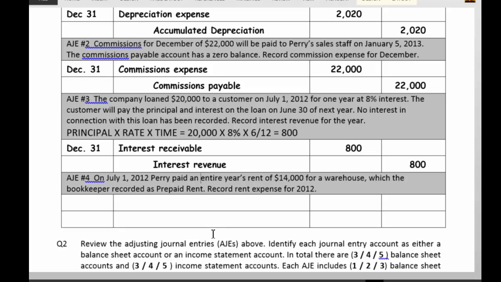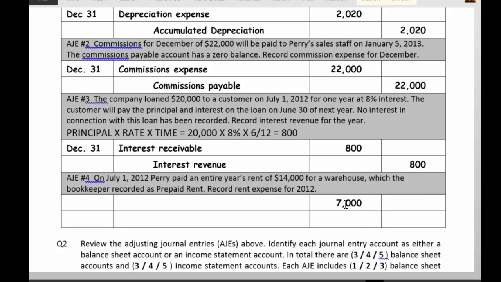Reread the problem. Paid an entire year's rent, $14,000, for a warehouse, which they recorded as prepaid rent on July 1st, 2012. What is the monthly rent? It's $14,000 divided by 12. How many months' rent were used so far? 6 months. So it'd be 7,000, right? Because 14,000 is for the whole year, but we started this on July 1st. So we're only talking about half a year here. So we're talking about $7,000 worth of rent used up.